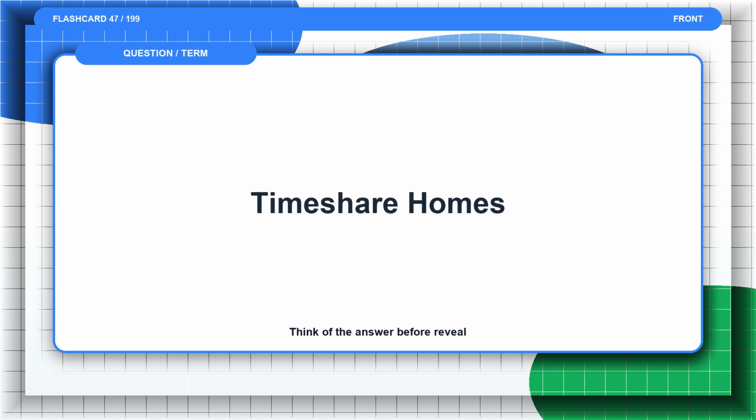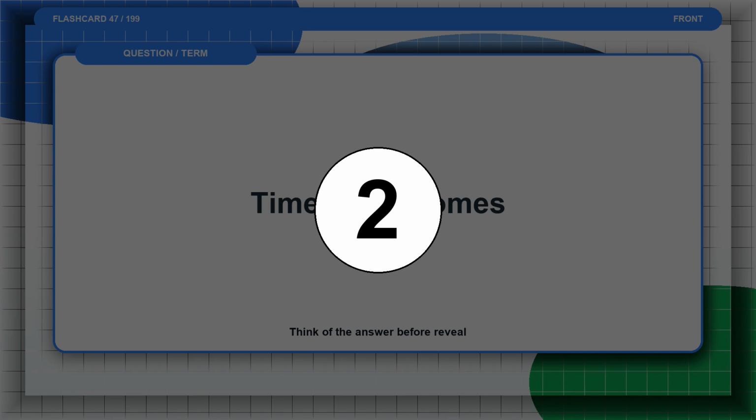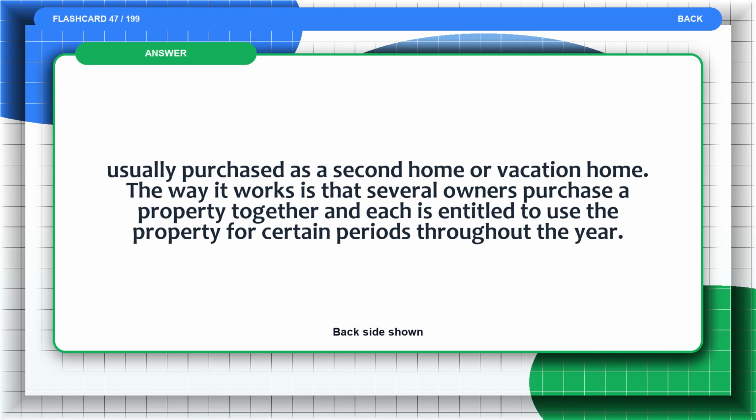Flashcard 47. Timeshare homes. Pause and think of the answer before the reveal. The answer is usually purchased as a second home or vacation home. The way it works is that several owners purchase a property together and each is entitled to use the property for certain periods throughout the year.